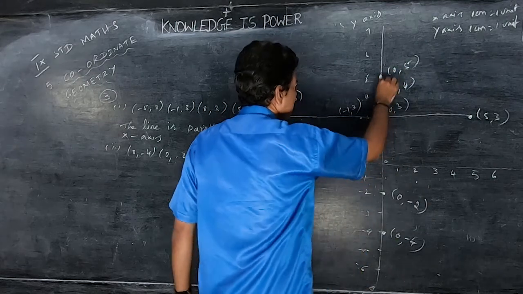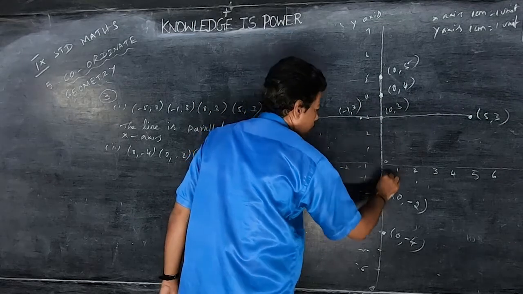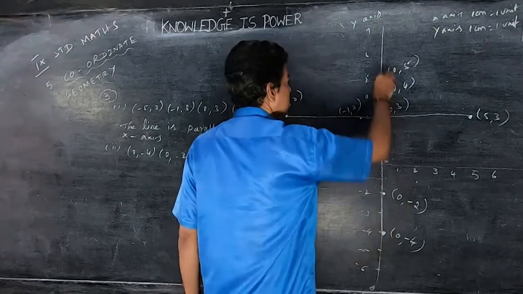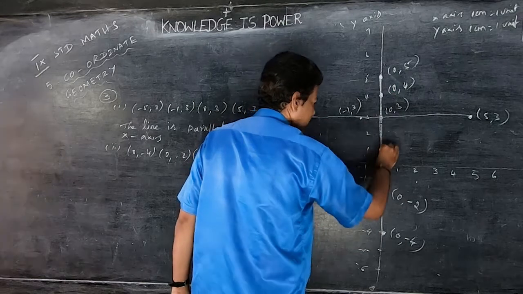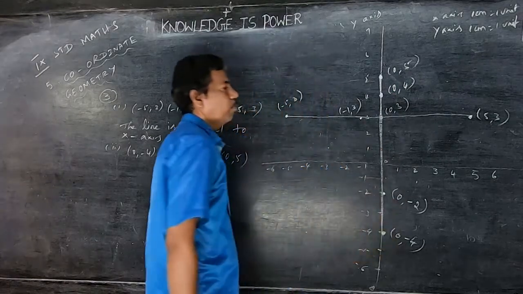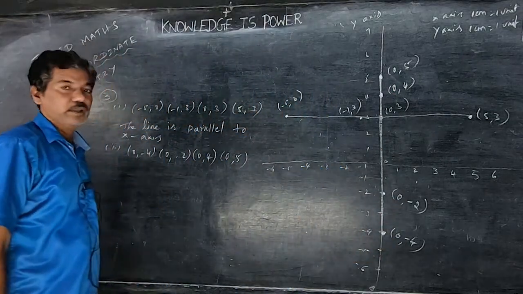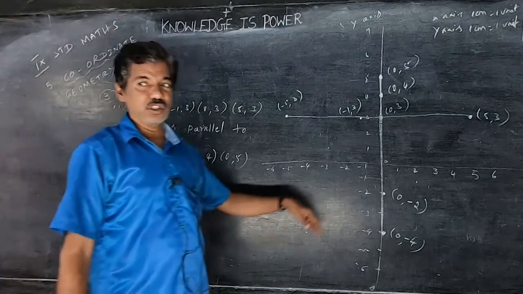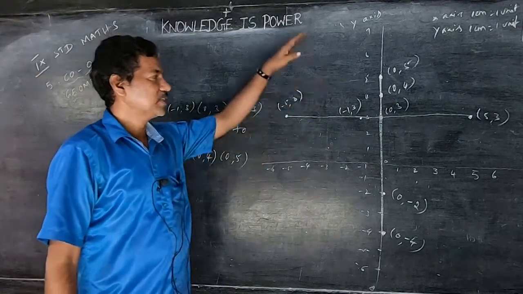So this is the thing you have to do: draw one more line at the same place. Can you follow that? Okay, so this is the second question.